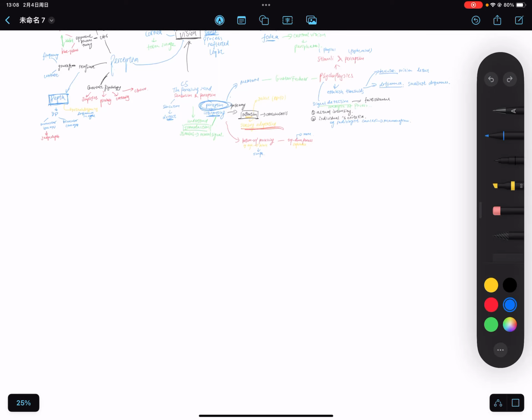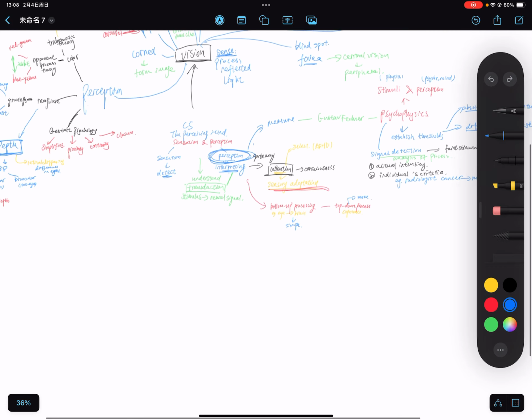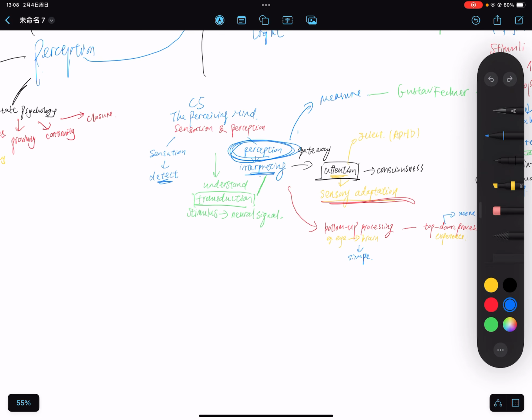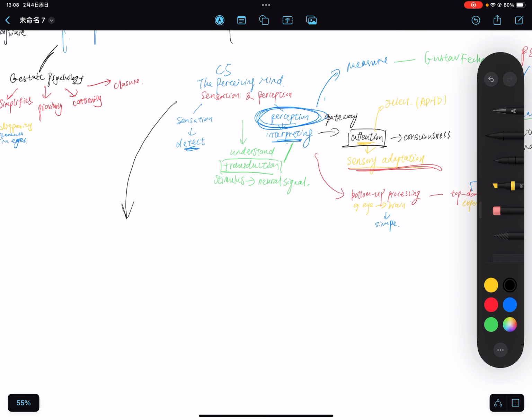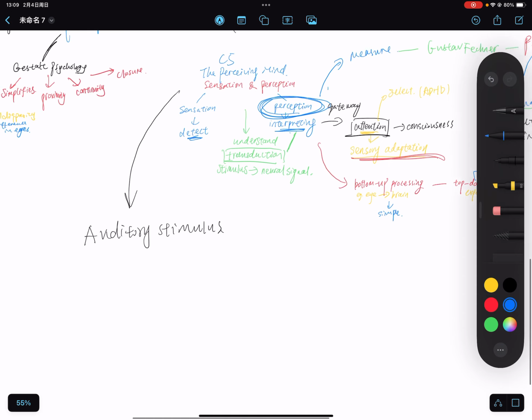Next, I want to talk about the other sensation. First, let's talk about what we hear, our auditory stimulus. Actually, sound begins with the movement of an object. So, our audition is our sense of hearing.